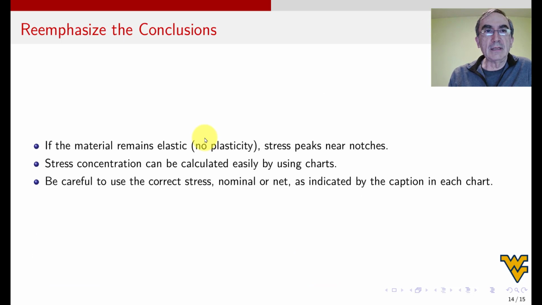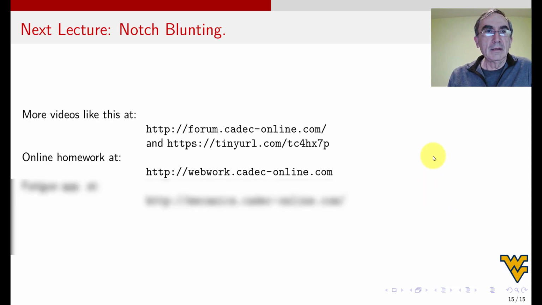All right, so re-emphasize the conclusions. If the material remains elastic, the stress shoots up near the notches. The stress concentration can be calculated easily from charts, and we are going to use the correct stress, nominal or net, as indicated by the caption in each chart. Okay. So next lecture is notch blunting. You'll see why the ductile metals are the king of manufacturing. Why almost everything is done with ductile metal. You will understand in the next video.